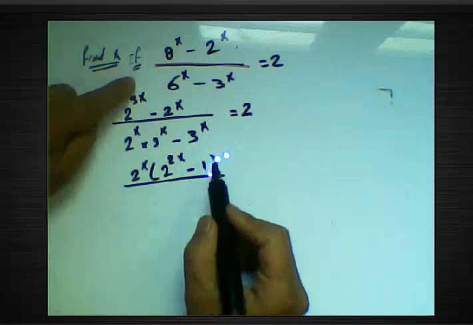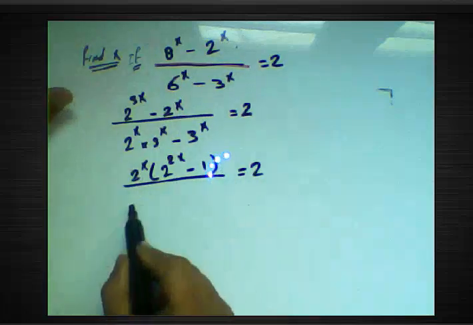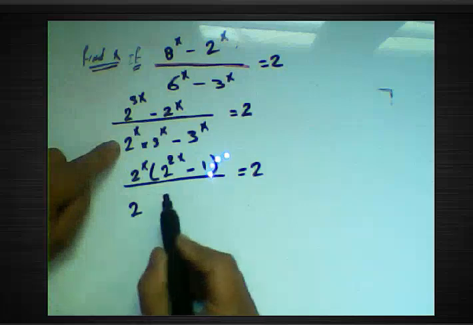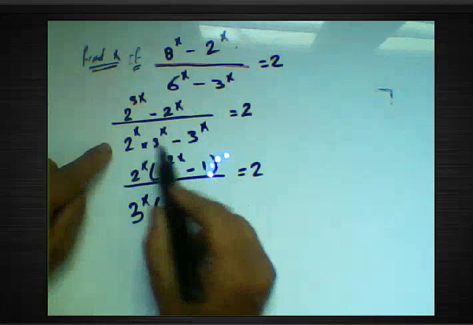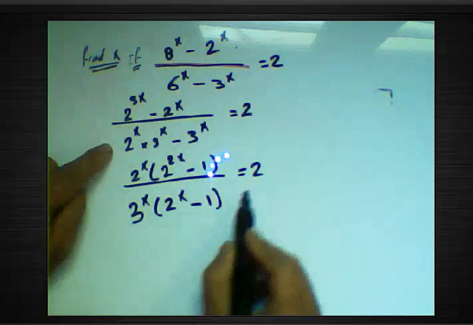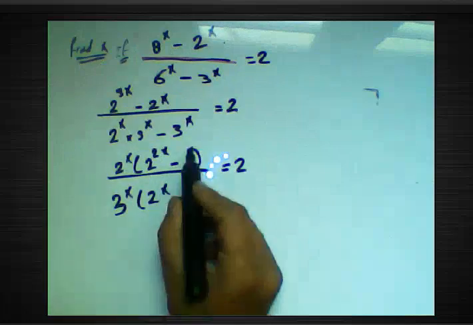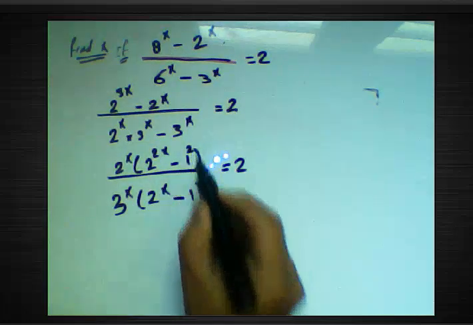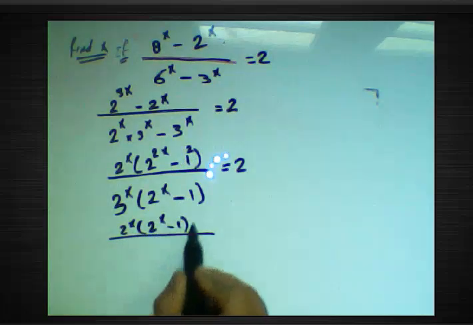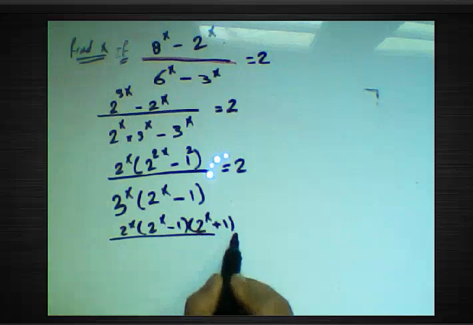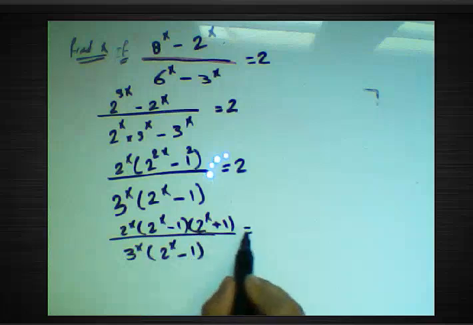The result will be 2 power 3x subtract 2 power x. It will be equal to, and here write 2 power x, over 3 power x, the highest common factor between two terms. The result will be 2 power 2x subtract by 1. Then we can factorize this expression because it is a difference of squares. Write 2 power x outside, 2 power x minus 1 multiplied by 2 power x plus 1, over 3 power x multiplied by 2 power x subtract by 1, which will be equal to.